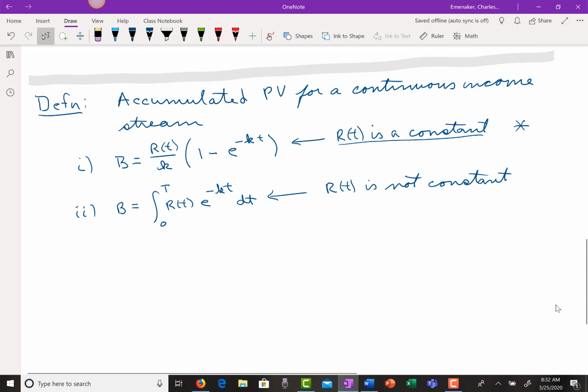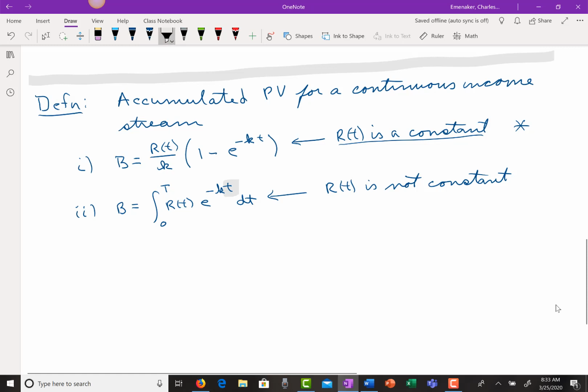Now, something I want to caution you about here. When people write this integral down, I have seen quite a few people over the years put in capital T. The exponent value is a variable. That is not the capital T, for example, 10 years.